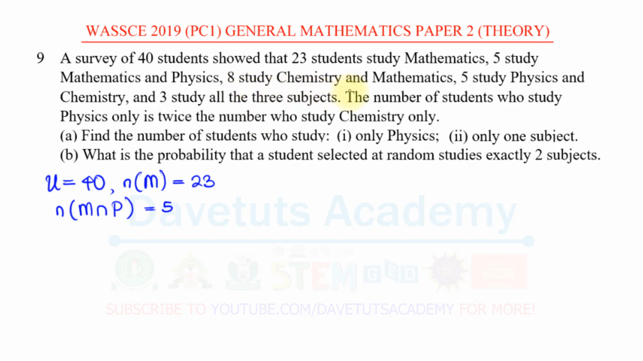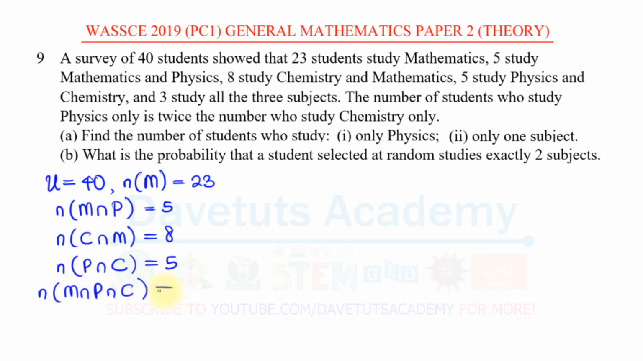Then 8 study chemistry and mathematics. Number of chemistry intersect mathematics is 8. Okay, that's this statement. Then 5 study physics and chemistry. Number of students that study physics intersect chemistry is equal to 5. 3 students study all the 3 subjects. So we have number of maths intersect physics intersect chemistry is equal to 3.